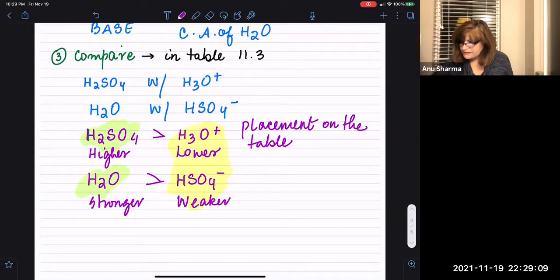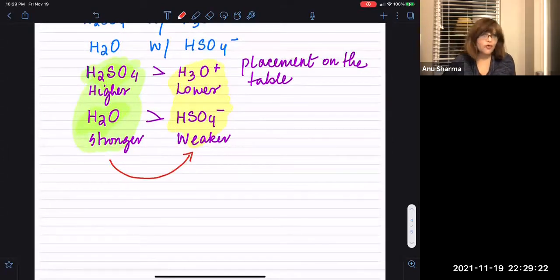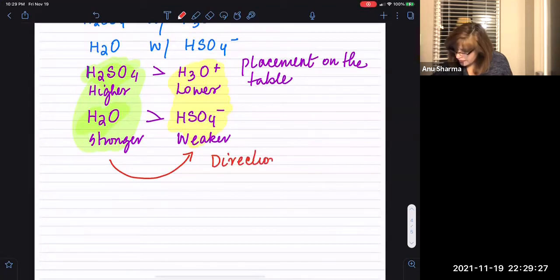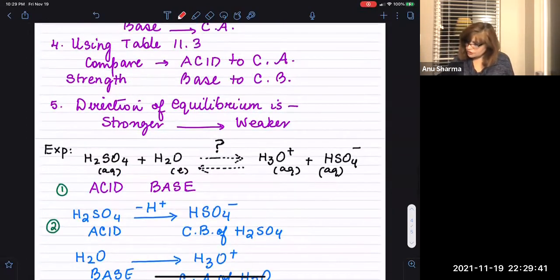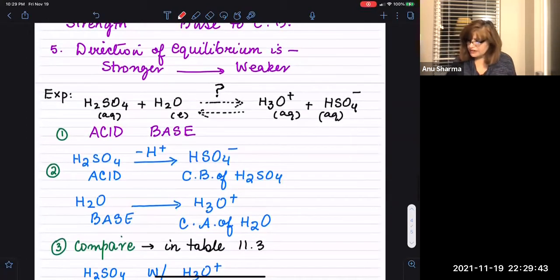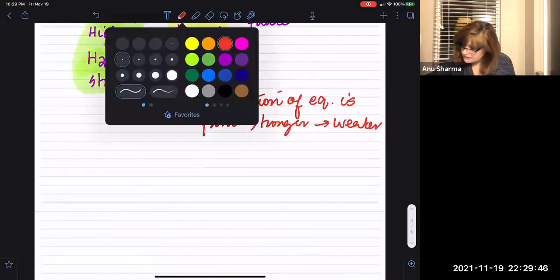So the direction of the equilibrium is going to be from the strong side to the weak side. In other words, the flow of the hydrogen ions. So the direction of equilibrium is from stronger to weaker. So we see that in this case, the reaction is going to move forward. So let's just write this down, the whole thing.